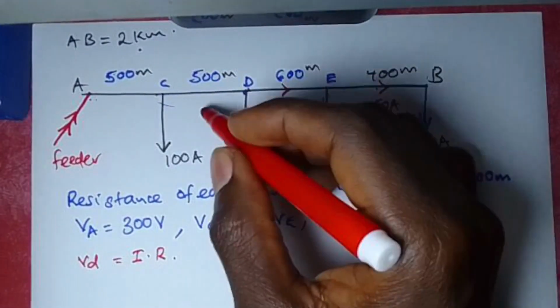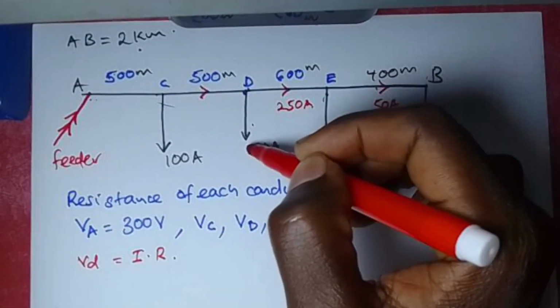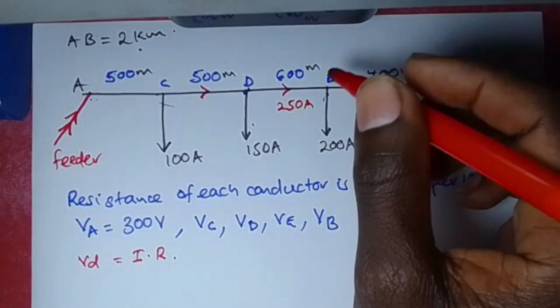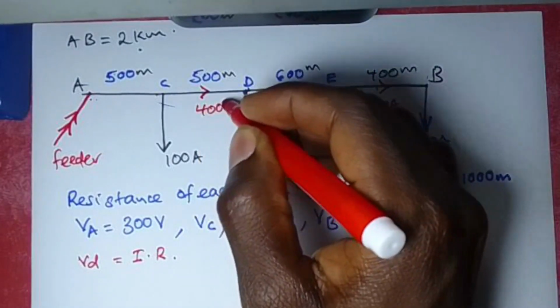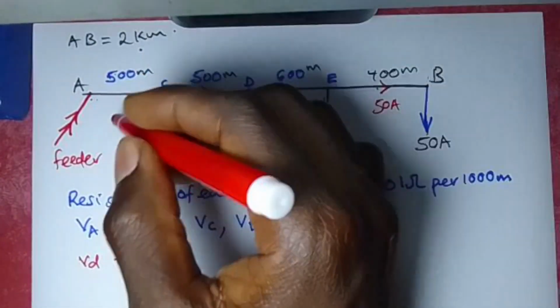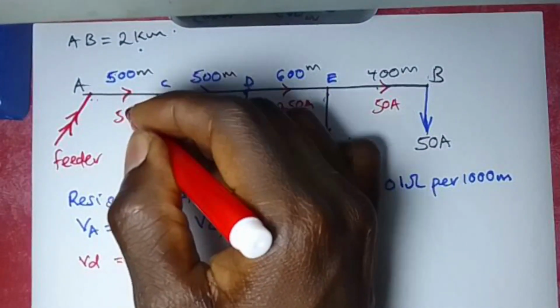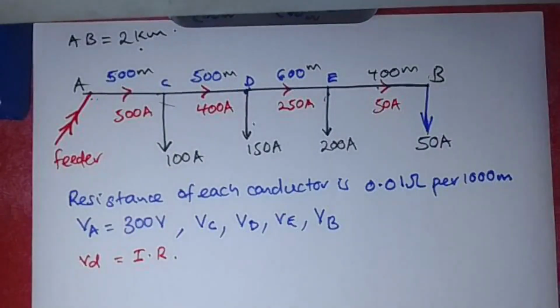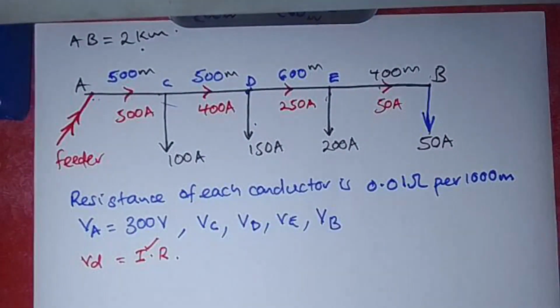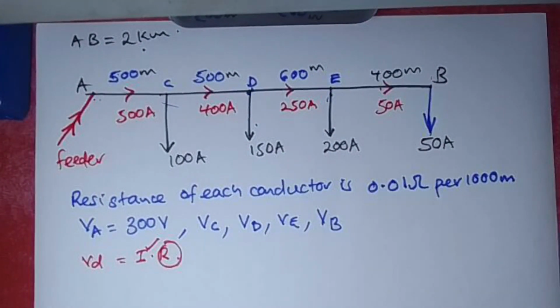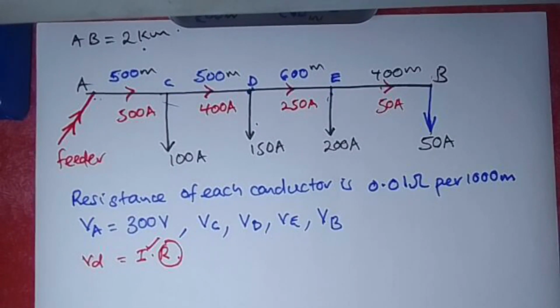Then the current flowing in this section is equal to this plus this. So this is 250 plus 150, that's 400. Similarly, we can get the current in this section, which is 400 plus 100 to give us 500 amps. After knowing the currents flowing in each section, now we need to know the resistance of each particular section in order to know the voltage drop.